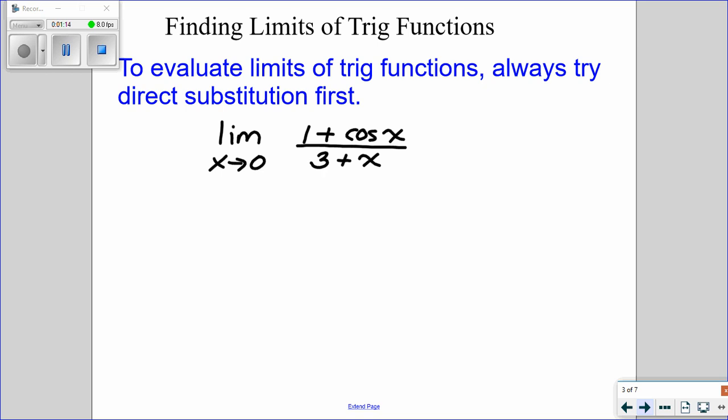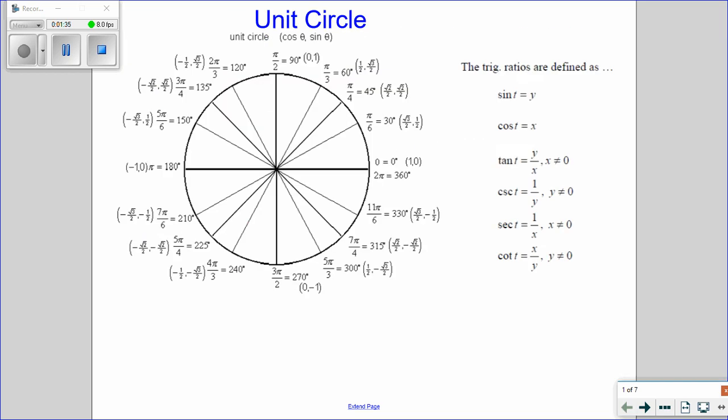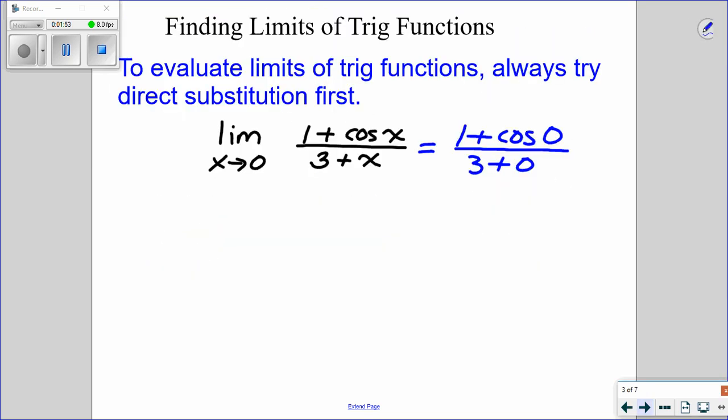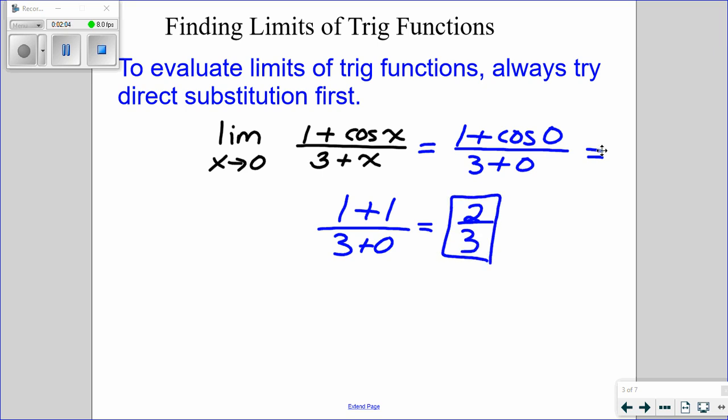So here's an example. The limit as x approaches 0 of (1 plus cosine x) divided by (3 plus x). If I try direct substitution, this will become (1 plus cosine of 0) divided by (3 plus 0). To find cosine of 0, that's when you're going to go to your unit circle. And remember, cosine of the angle is the x-coordinate, so this angle is 0 radians, and so cosine of 0 equals 1. So then, going back, this will just become (1 plus 1) over (3 plus 0). And so we just end up getting 2/3. And that is the answer to the limit.